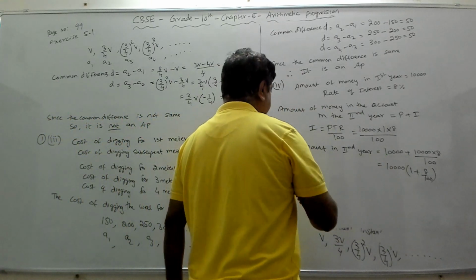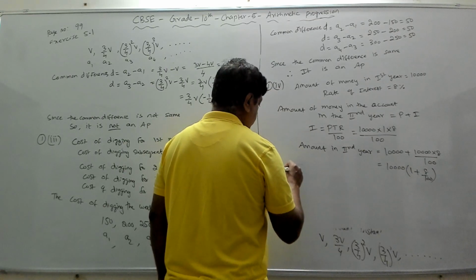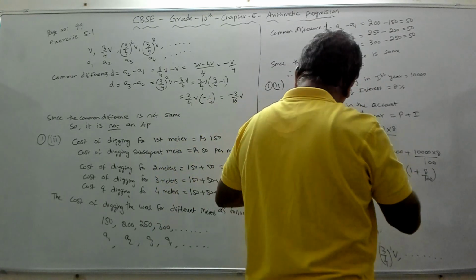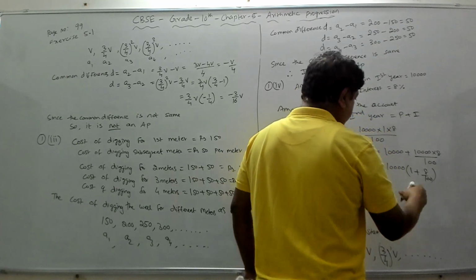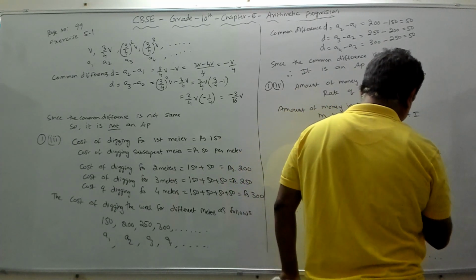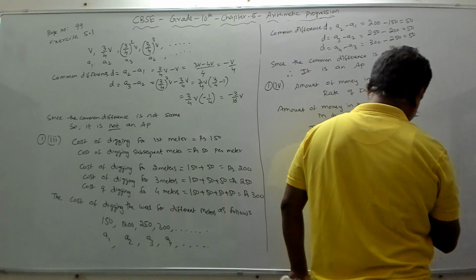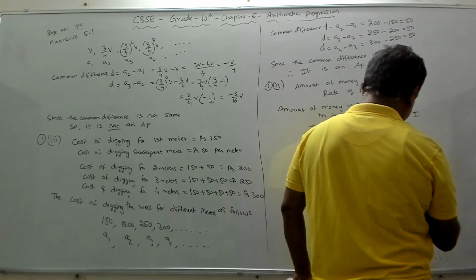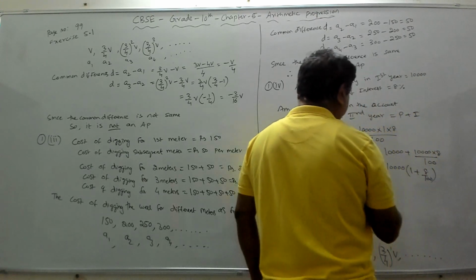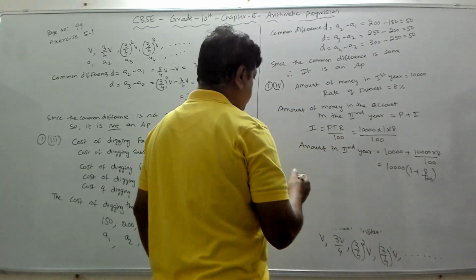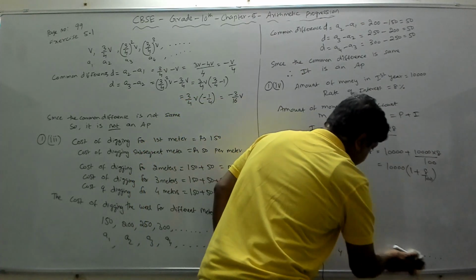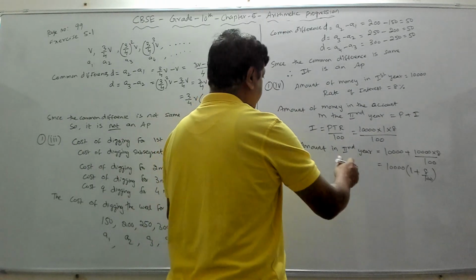Now what is the amount of money in the third year? Right? So amount of money, or we can probably simplify this a little bit. This can be written, suppose, 10,000. We can simplify also, right? Or we'll keep it as it is. It doesn't matter. Both ways it will work. Okay, we'll keep it like this.